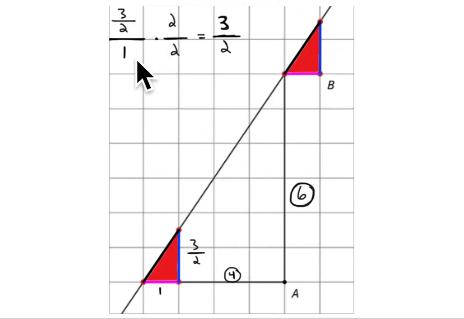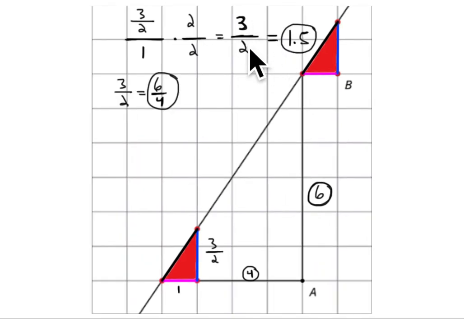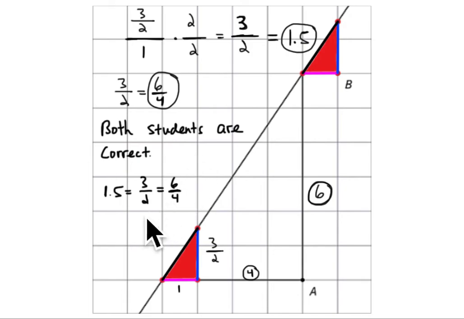So 3/2 to 1. If you multiply these both by 2, that's going to get rid of this half. That's going to give you 3 to 2, which 3/2 is the same as 1 5/10. And 3/2 is also the same as 6/4. If you double the 3, you get to 6. And if you double the 2, you get to 4. So both students are correct. The slope of 1 5/10 is the same as the slope of 3/2 is the same as the slope of 6/4. So both students are correct.